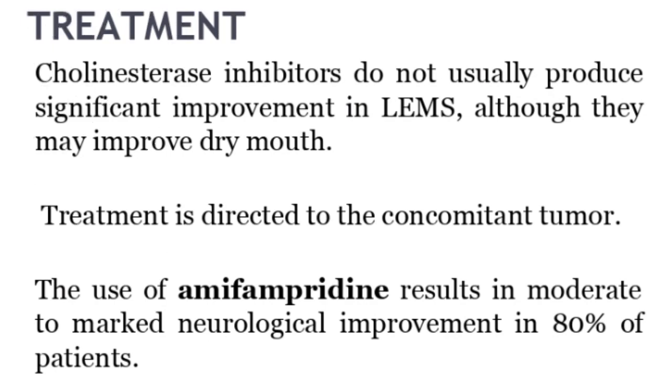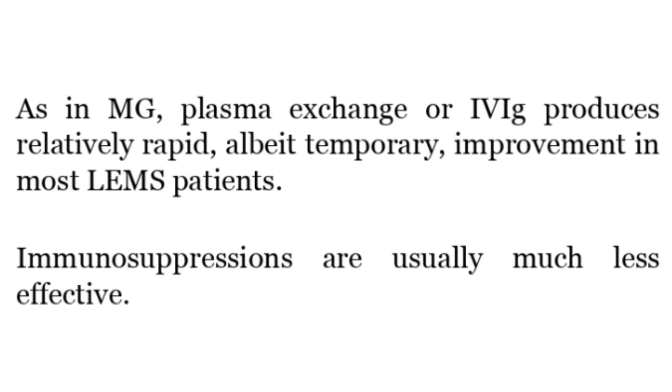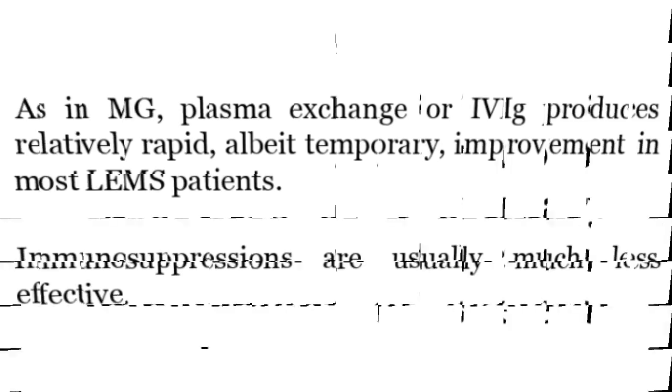Treatment: the cholinesterase inhibitors do not usually produce significant improvement in Lambert-Eaton syndrome, although they may improve dry mouth. Treatment is directed to the concomitant tumor. The use of amifampridine results in moderate to marked neurological improvement in 80% of patients. As in myasthenia gravis, plasma exchange or IVIG produces relatively rapid, albeit temporary, improvement in most Lambert-Eaton myasthenic syndrome patients. Immune suppression is usually much less effective.